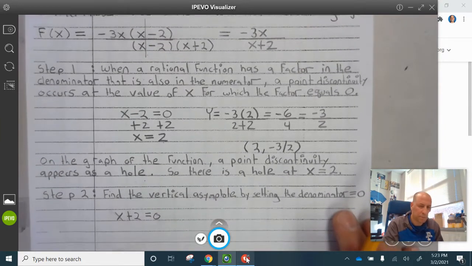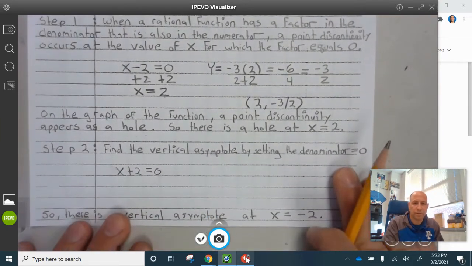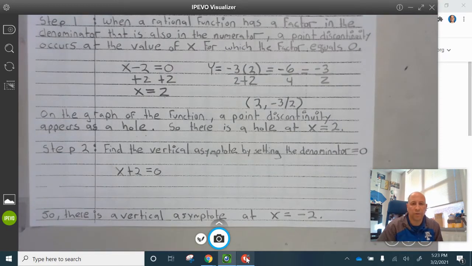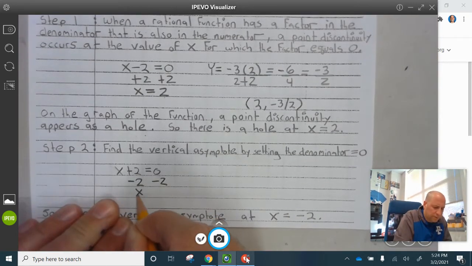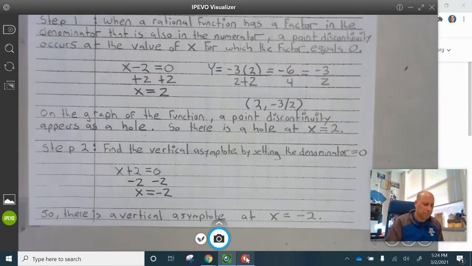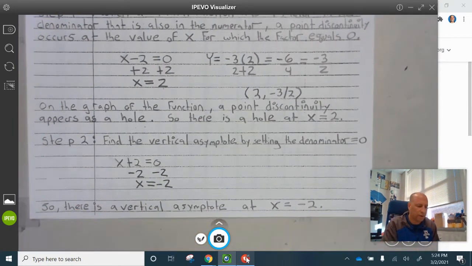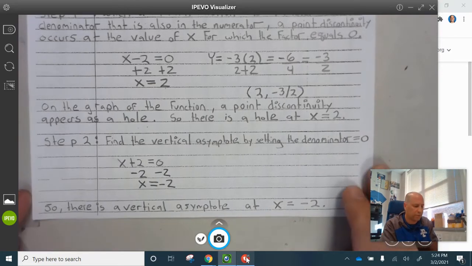Okay? All right? Step 2. Find the vertical asymptote by setting the denominator equal to 0. Okay? So we said x plus 2 equals 0. Subtract 2 from both sides, so x equals -2. So there's a vertical asymptote at x equals -2. All right, go and finish up step 2.